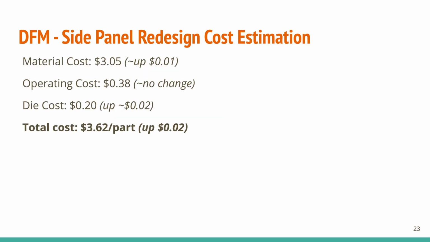And then a quick cost estimation for the redesign. So material cost is $3.05, up 1 cent, operating cost 38 cents, no change, and die cost 20 cents, up roughly 2 cents, for a total part cost of $3.62, up about 2 cents.